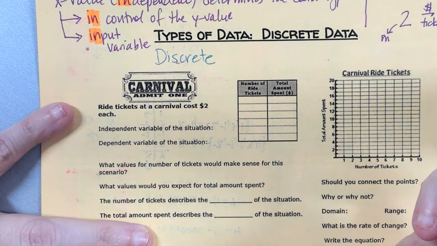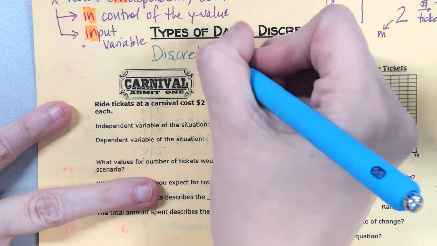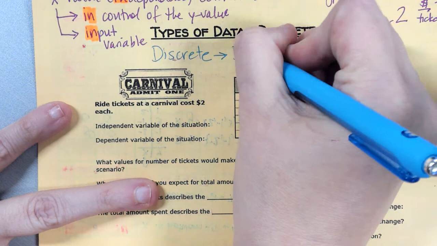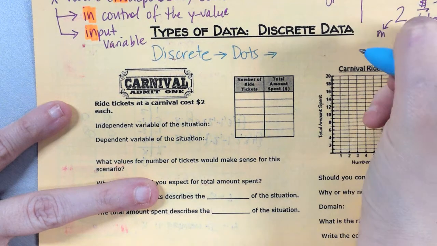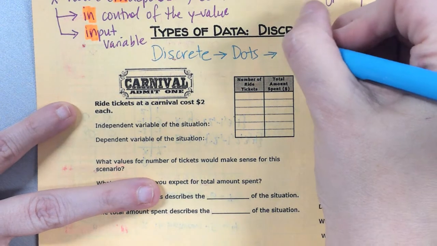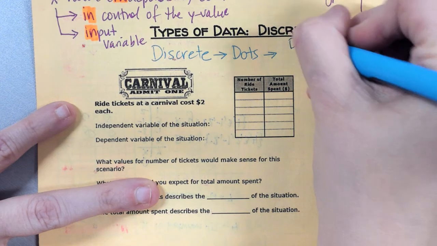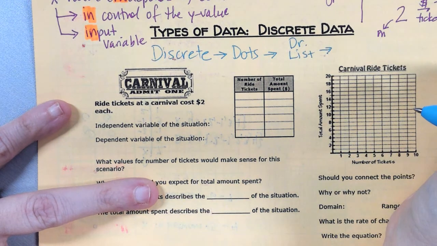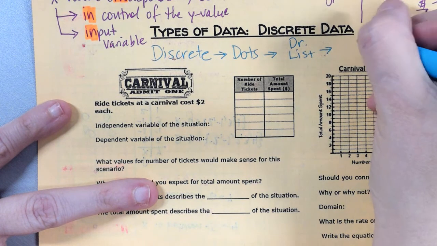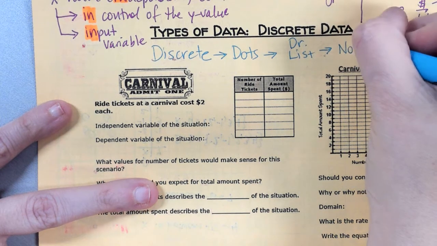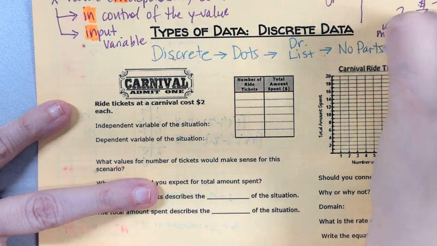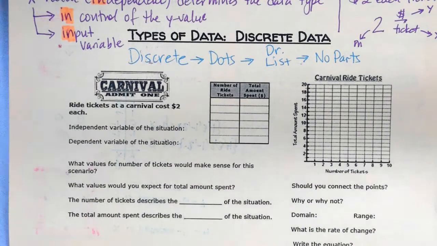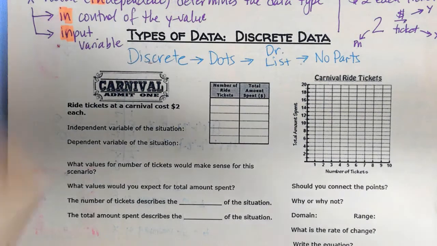And it's not EET, it's ETE. They mean different things. So discrete is dots, which means my domain and range are a list. Yes, Dr. List. Domain and range are a list, and no parts. Okay? Discrete, dots, domain and range are a list, and no parts.